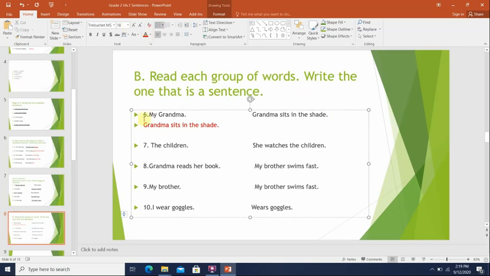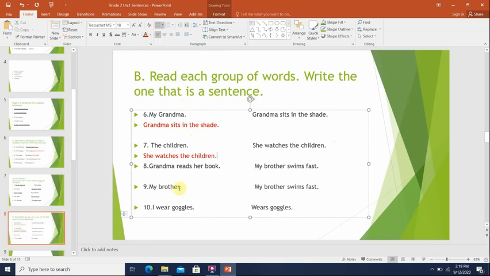Right? Number 7, the children. It also says she watches the children. What is the complete sentence? She watches the children. Okay, it's telling you that somebody is watching the children. All right, number 8.